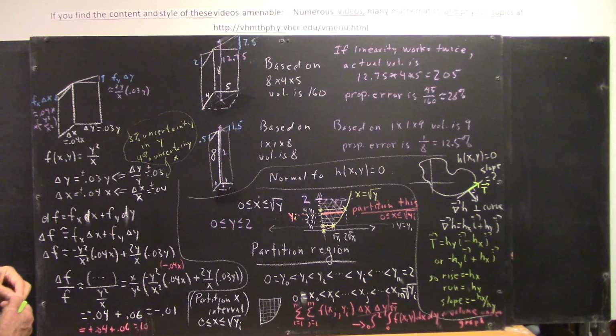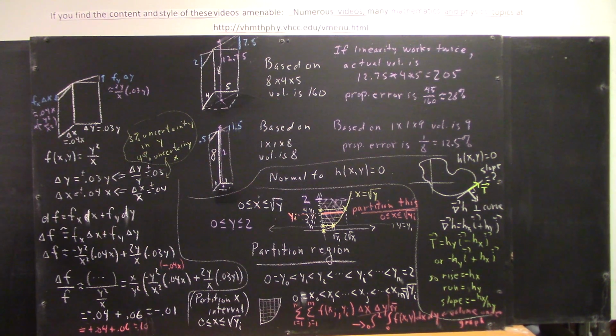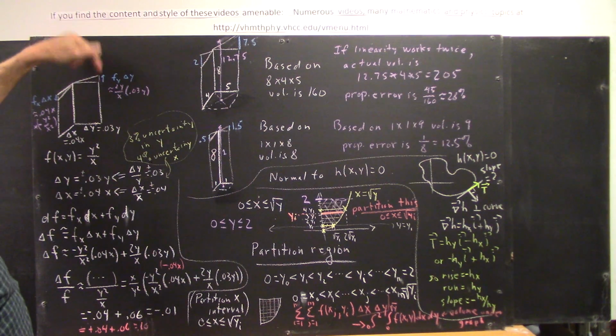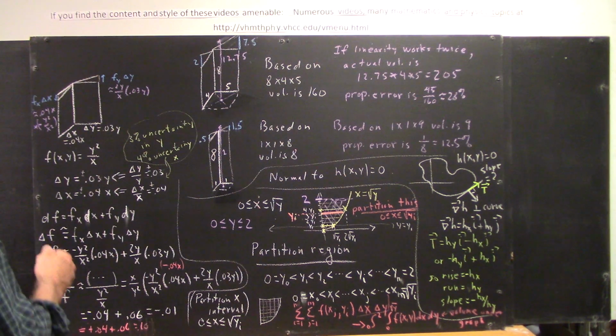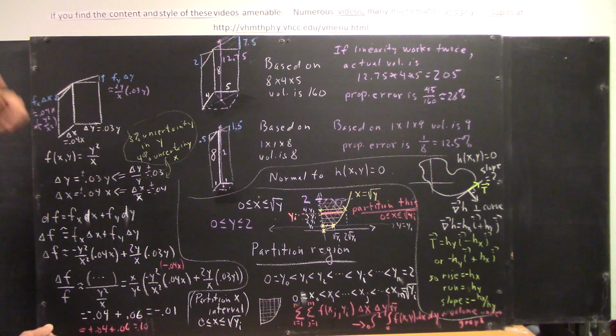I'll say one more thing. If delta y goes in this direction, then your f_y delta y would be negative. If delta x goes in that direction, then f_x delta x would be positive. And you should be able to see that easily based on the picture.